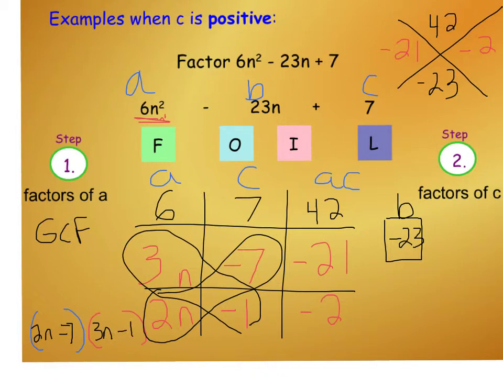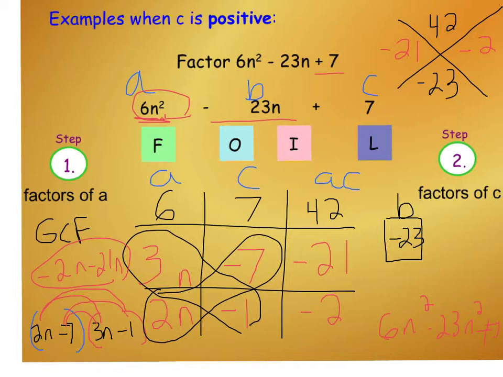If I do FOIL, I'll get 6n squared, which is what I had here. And then if I go like this, I get minus 2n, and if I go like this, I get minus 21n. Put those together and you get negative 23n, and that's what I had originally. And lastly, negative 7 times negative 1 gives me a positive 7. And there it is, positive 7. On the next page, I'll show another way to do this.